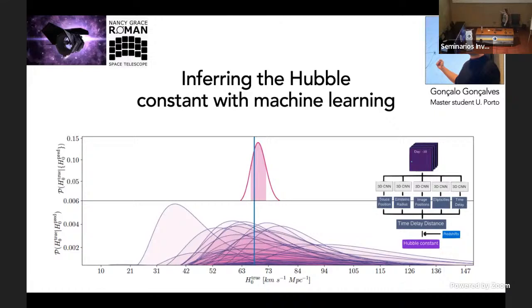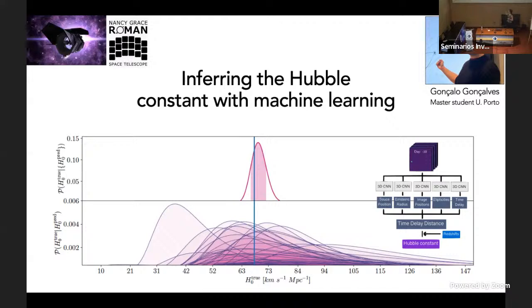And this was a project that I did with my master's student, Gonzalo Gonçalves, where we created a machine learning pipeline to infer the Hubble constant from lens supernova image time series. This was done with simulated data from the Roman Space Telescope, which is another upcoming mission. And here we have several different convolutional neural networks that each predicts different lens parameters and time delays. And then we add those together to get the final estimate of the Hubble constant.